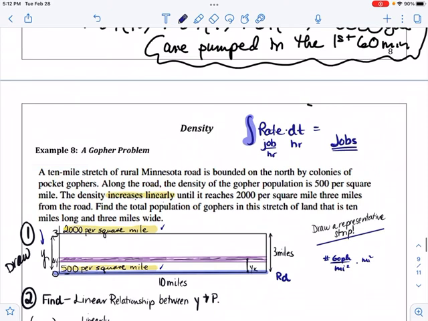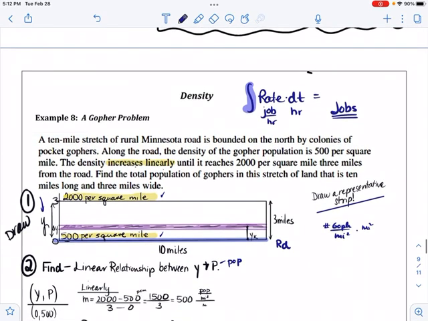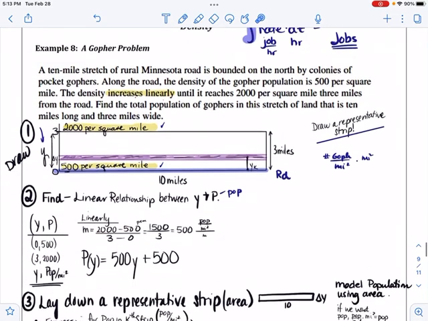I want to find the linear relationship between y and p, where p is the population for gophers. So there's where this is the population, right? What is the linear relationship, if it exists? Linearly, the first thing I'm going to look at is the y and p ordered pairs, 0, 500. To find the linear relationship, I first find the slope, and then after I find the slope, I write the equation.